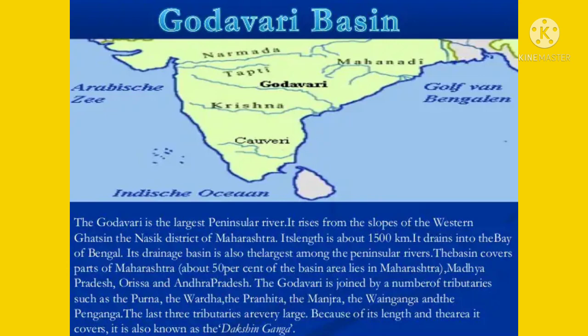It is 1,465 km long with a catchment area spreading over 3.13 lakh square kilometer. 49% of this lies in Maharashtra, 20% in Madhya Pradesh and Chhattisgarh, and the rest in Andhra Pradesh. The Pen Ganga, the Indravati, the Pranahita and the Manjra are its principal tributaries.